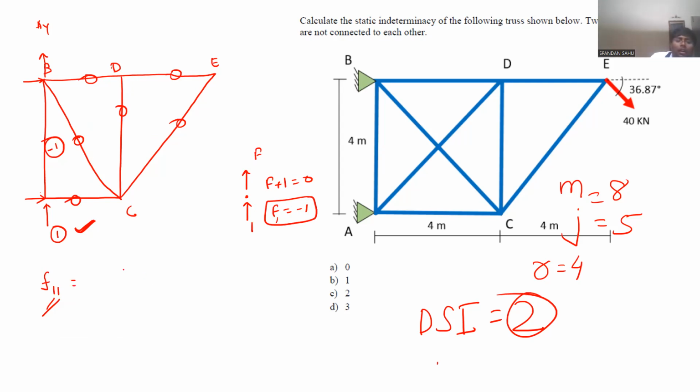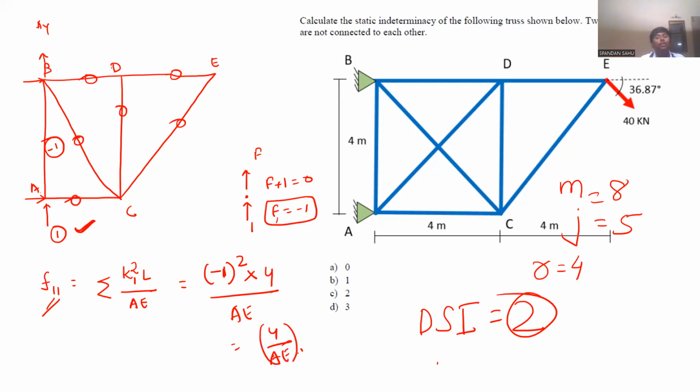So it will be K1 square L by A. Why am I writing K1 square here? Because there will be 2 coming. K1 represents the first redundant, K2 will represent the second redundant when we apply that 1 unit load. K1 represents the first unit load, K2 will represent the second unit load. So this is minus 1 square. For every other member, the forces are 0, so you will get 0 square everywhere. Only the thing left will be for member AEB. So minus 1 square, length is 4 meter by A. So you got 4 by A. This is F11.